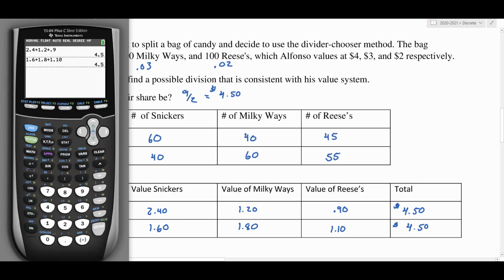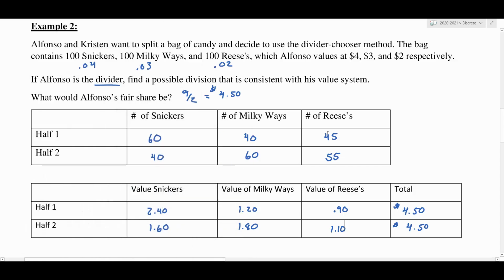So looking at this from the perspective of the divider, if they were asking you a question like, tell me about a half that would be consistent with Alfonso's value system, either one of these halves that I described here would work. Either one of these would be consistent with his value system. What they're really getting at is that the halves that Alfonso creates have to be equal to his fair share. They have to be equal in value. So when you answer that question on MyOpenMath, you could use either half that we calculated here. Both of them should come up as correct.